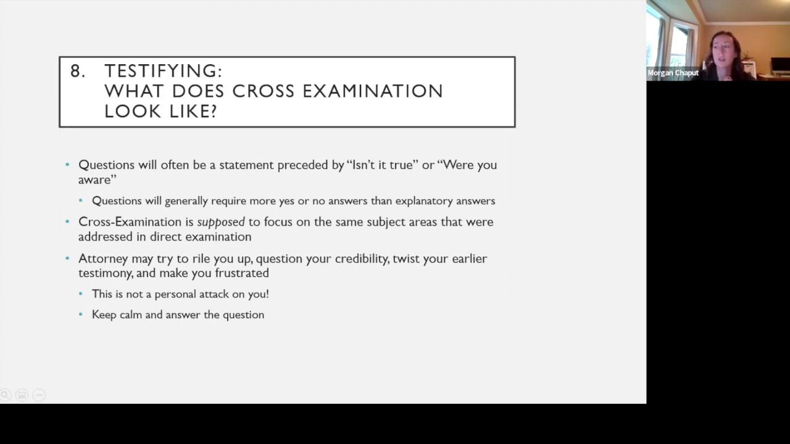Cross-examination is generally supposed to focus on the same subject areas that were addressed in direct examination. So if the AAG doesn't talk about chemical dependency in direct examination, generally the parents' attorneys are not supposed to address it in cross-examination. That's not exactly how it always works, especially in these cases when everyone kind of knows what the issues are throughout the case.